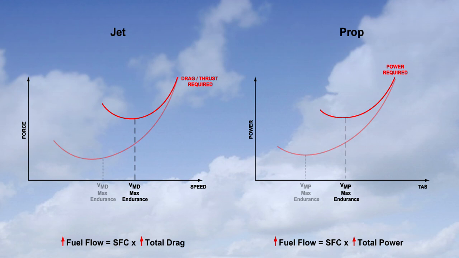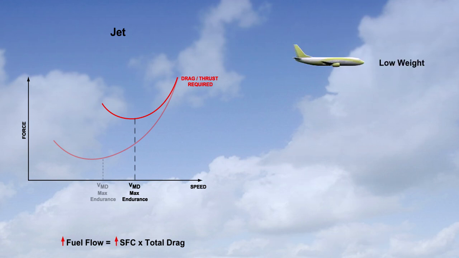For a propeller aeroplane, the situation is similar. For a propeller aeroplane at higher weights, more power is required, therefore, fuel flow increases and endurance decreases, but also the speed for best endurance, VMP, is higher. There is one other effect that is seldom mentioned. At higher weights, operating altitudes are lower, which for a jet aeroplane means that the specific fuel consumption increases, because at lower altitudes the jet engine is less efficient.